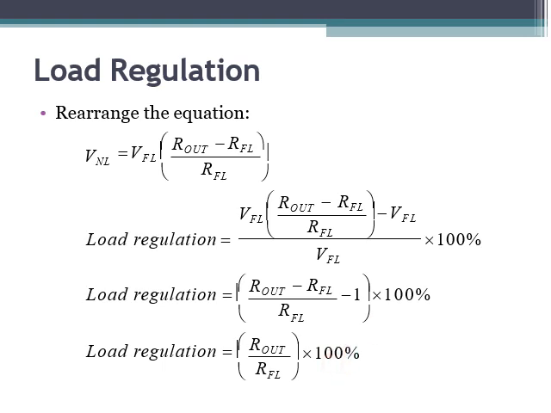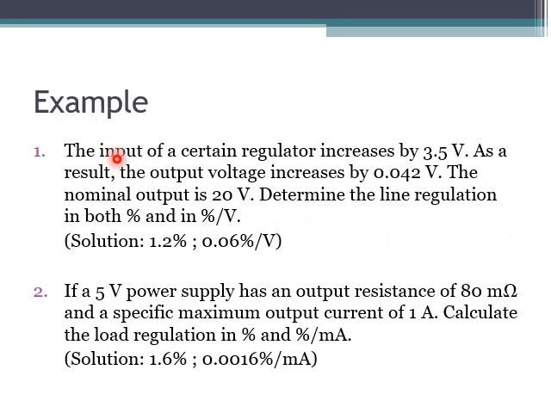Okay, right. Next, I have posted two examples. If possible, please calculate them, and I have given the solution for this also. The input of a certain regulator increases by 3.5 volt. As a result, the output voltage increases by 0.042. The nominal output is 20. Determine the line regulation, in both percentage and percentage per volt. Use the formula which I had given and find the answer.